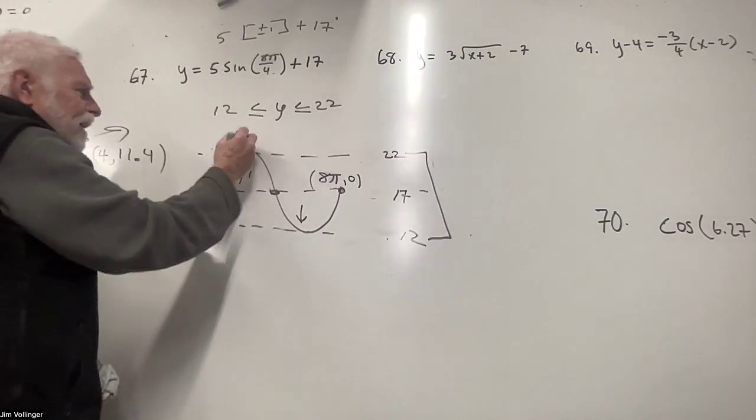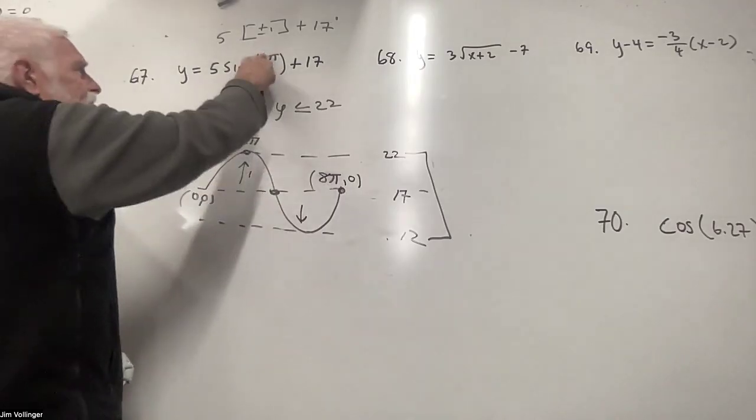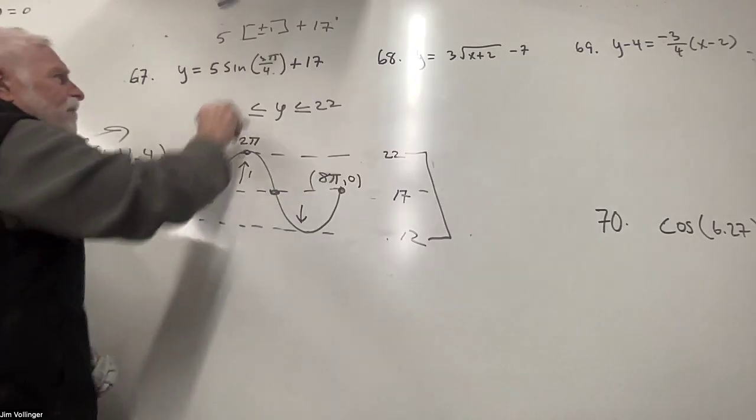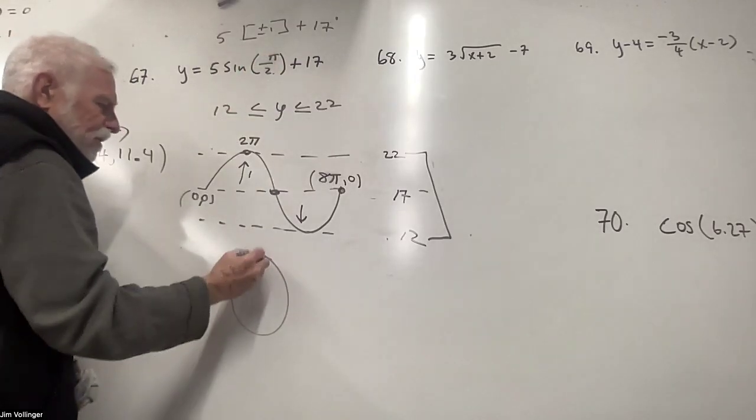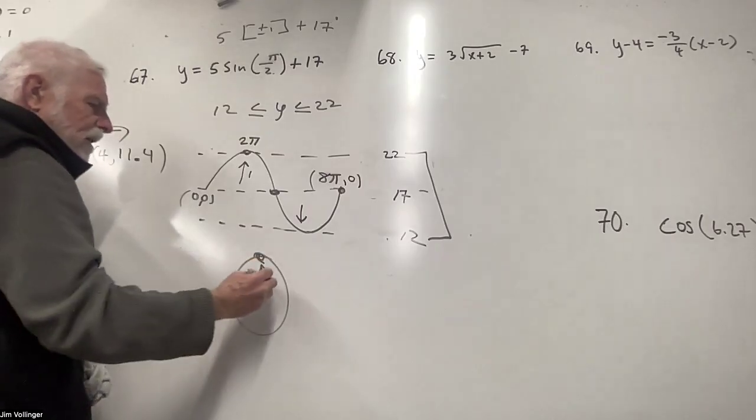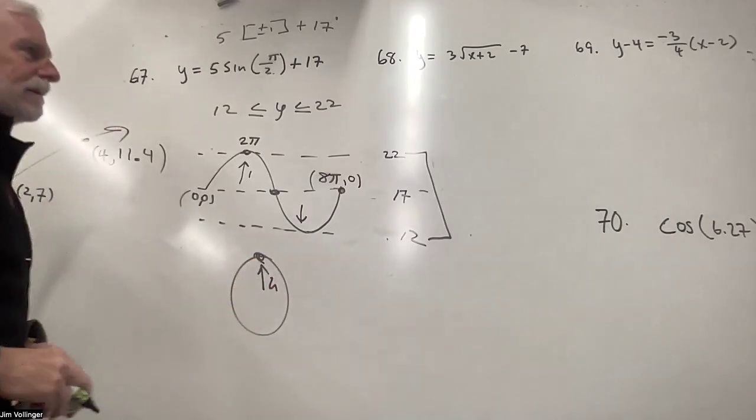Then you got all kinds of symmetry. 4 pi, 2 pi. I put 2 pi in here. 2 pi divided by 4 is pi over 2. Where's pi over 2? Top of the circle. What happens at the top of the circle? Your heights are a max.